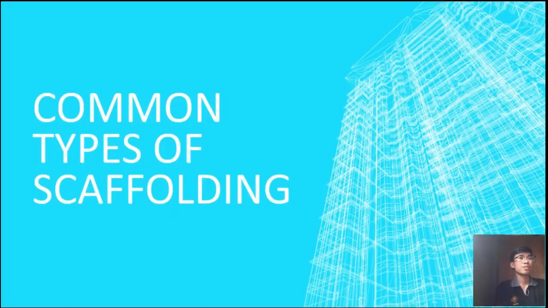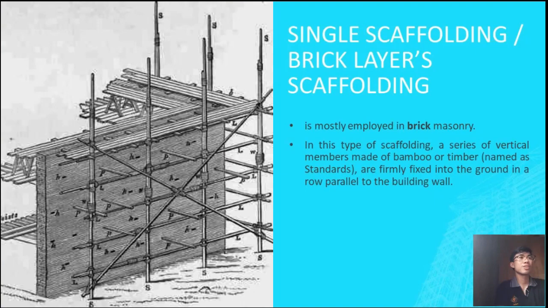Common types of scaffolding: single scaffolding or bricklayer scaffolding. It is mostly employed in brick masonry. In this type of scaffolding, a series of vertical members made of bamboo or timber, named as standards, are firmly fixed into the ground in a row parallel to the building wall.